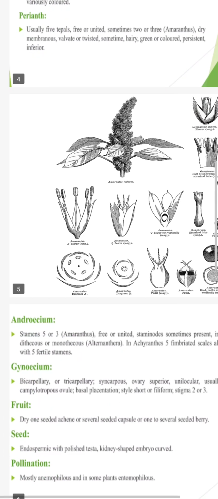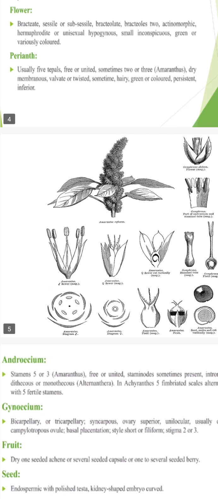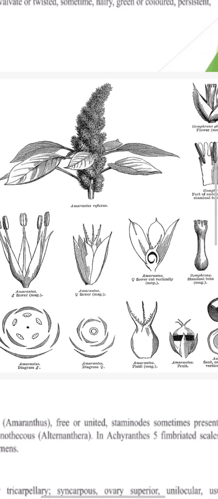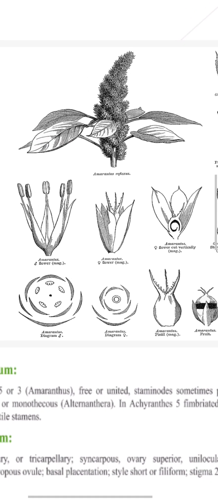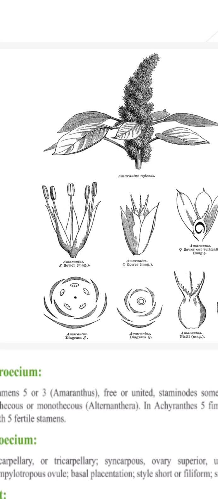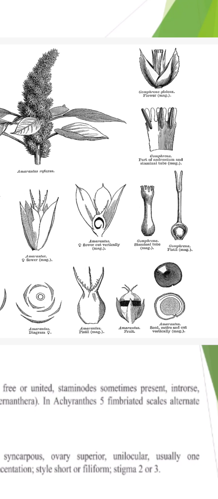Okay, so that is called persistent. Then here you can see in the diagram the Amaranthus reflexus plant. Here you can see the inflorescence. Again, different parts are there. Amaranthus, here is the male flower. You can see the androecium. Female flower, here you can see the gynoecium. And this is the VS of the flower.